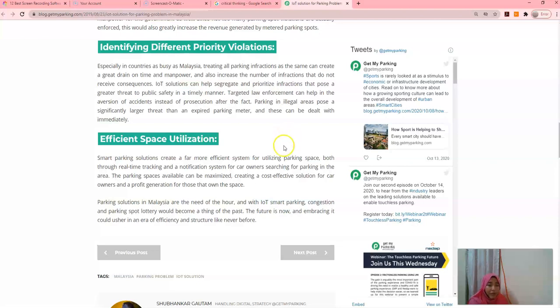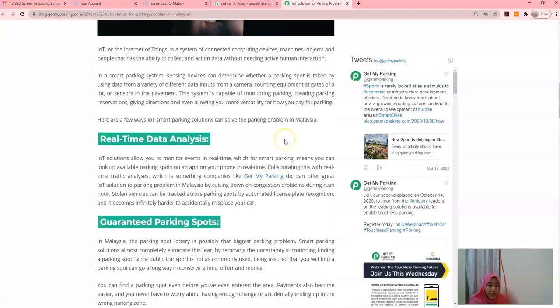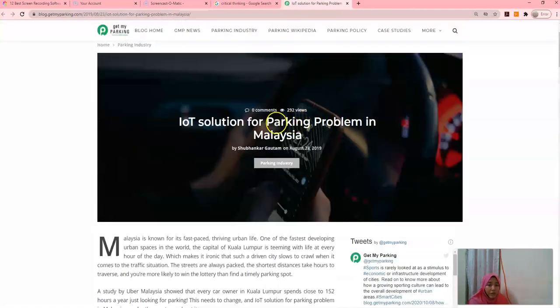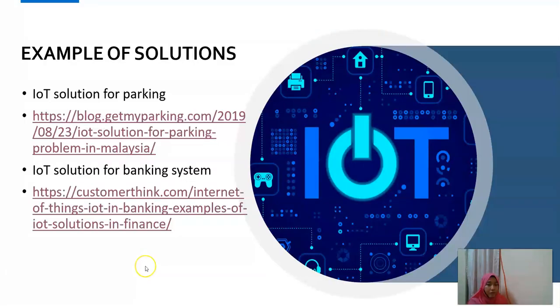Okay, so this is the idea of IoT. It is not only used for the parking problem in Malaysia. Actually, there are lots of problems where we have used IoT as one of the solutions. Alright, next we look at the IoT solution for the banking system.